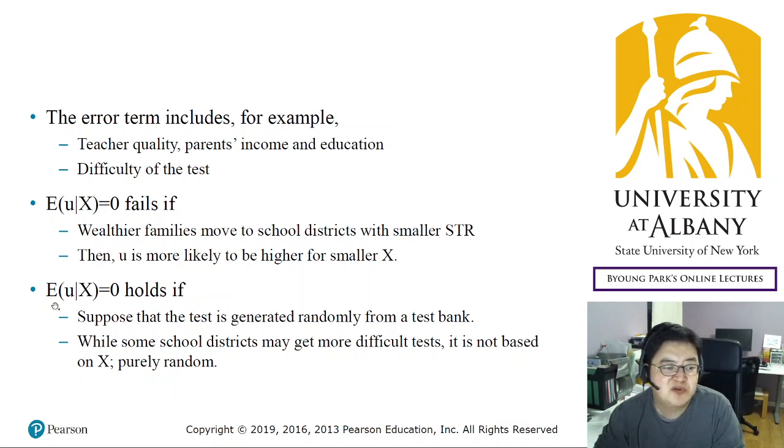So the probability of getting difficult questions or easier questions does not depend on student-teacher ratio. It's random, literally random. It's not based on X. So in this case, it is true. On average, the expectation is 0, right? You are going to get the same difficulty on average.